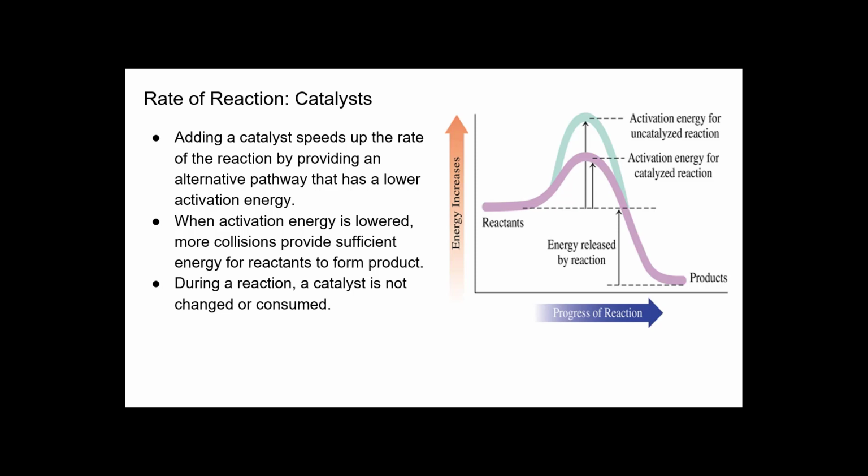And the last one is rate of reaction, catalysts. Adding a catalyst speeds up the rate of reaction by providing an alternate pathway that has a lower activation energy. When activation energy is lowered, more collisions provide sufficient energy for reactants to form product. During a reaction, a catalyst is not changed or consumed.